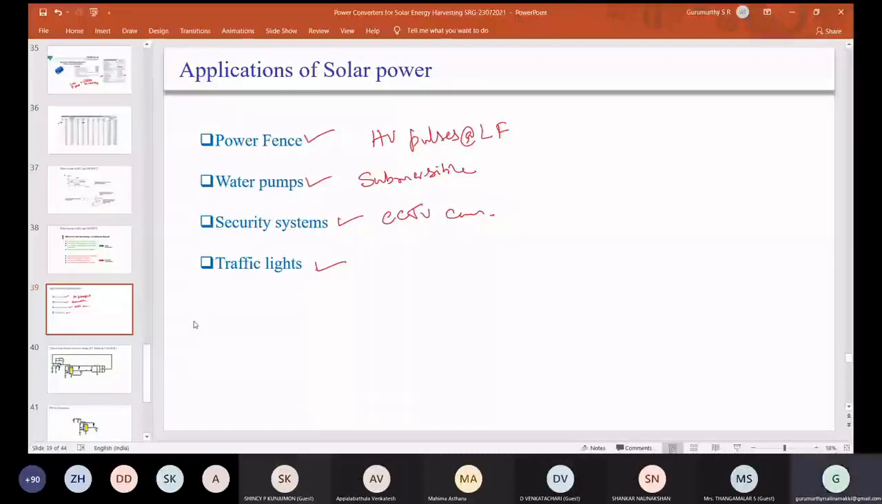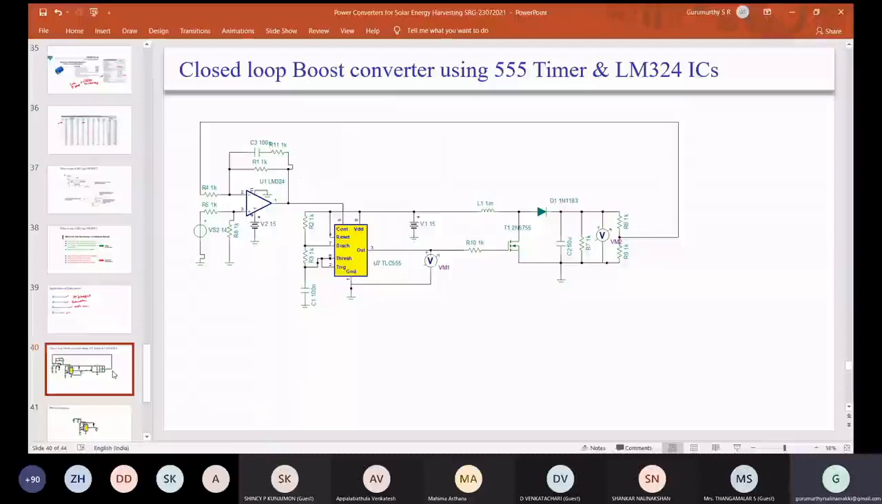Okay, we have come to the end of this presentation. So we have made some converters by using these ICs. Whatever ICs we have discussed, a 555 timer is used. This is an error amplifier. LM324 is used here. And there is a battery used as a source.